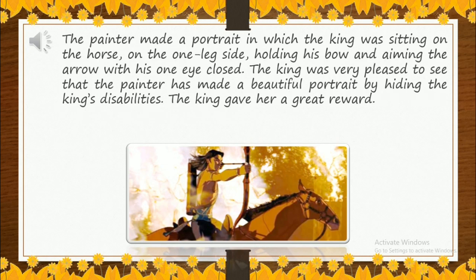The painter made a portrait in which the king was sitting on the horse, on the 1 leg side, holding his bow and aiming the arrow with his 1 eye closed. The king was very pleased to see that the painter had made a beautiful portrait by hiding the king's disabilities. The king gave her a great reward.